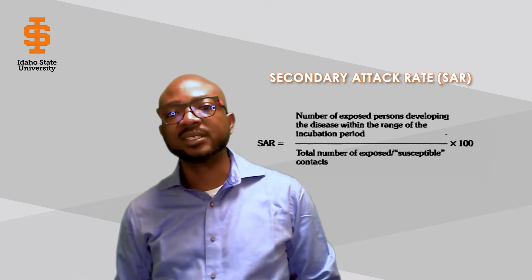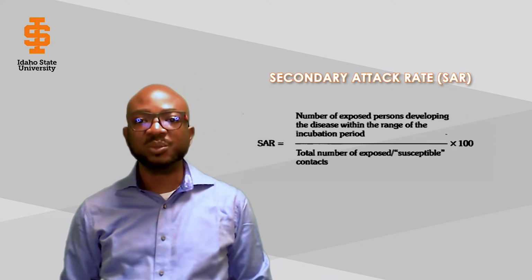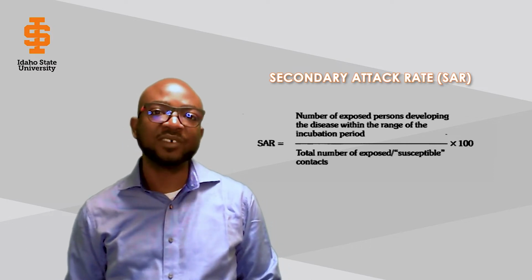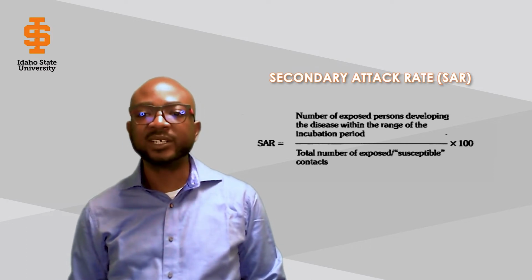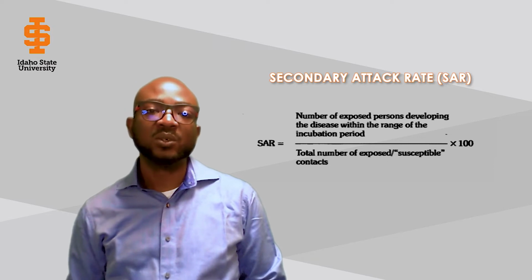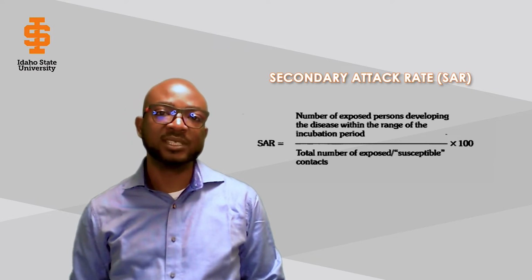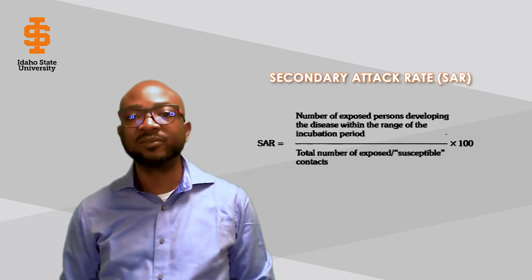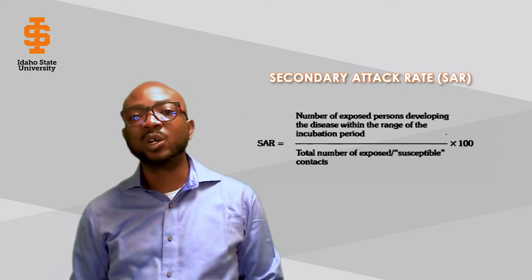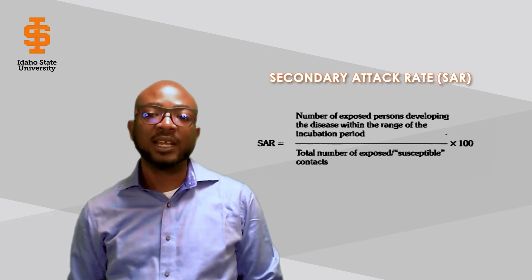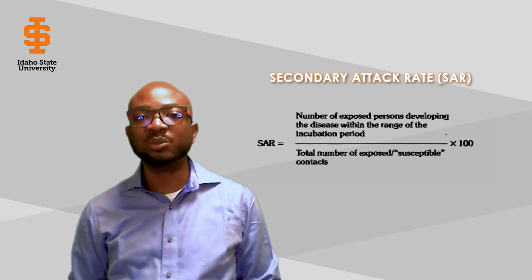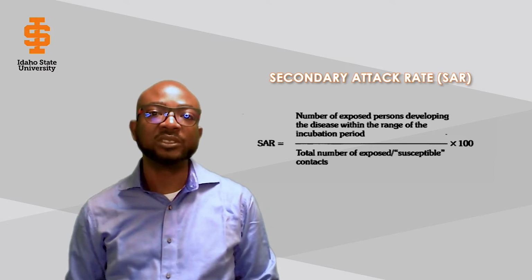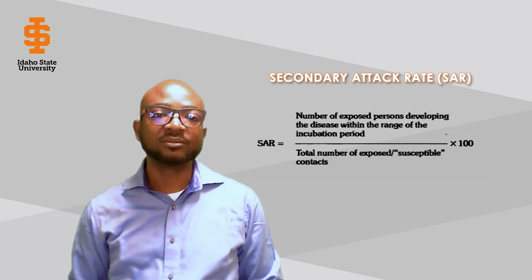Secondary attack rate was initially developed to measure the spread of an infection within a family, household, or any closed aggregate of persons who have had contact with a case of disease. It is also used in determining whether a disease of unknown etiology is communicable or not, and in evaluating the effectiveness of control measures such as isolation and immunization.